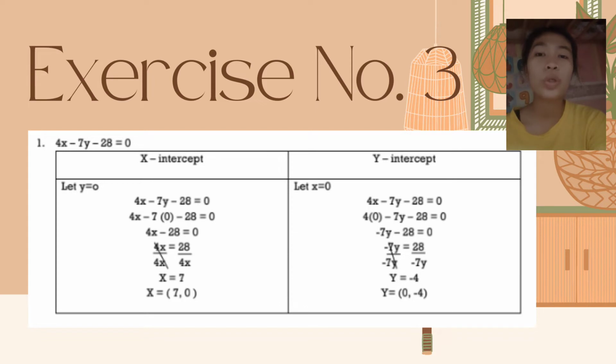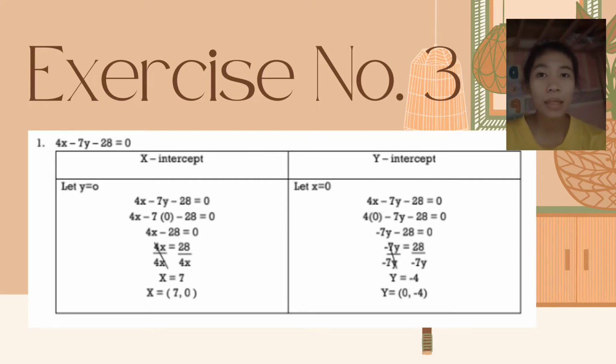Unahin na natin kunin yung x-intercept. So let y equals 0. 4x minus 7y minus 28 equals 0. 4x minus 7 times 0 minus 28 equals 0. Then 4x minus 28 equals 0. Then to get the value of x, divide 4 to both sides. 4x divided by 4, cancel 4, that will become x, and 28 divided by 4 equals 7. So x equals 7, and 0.